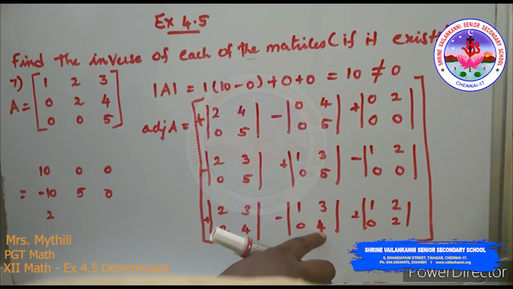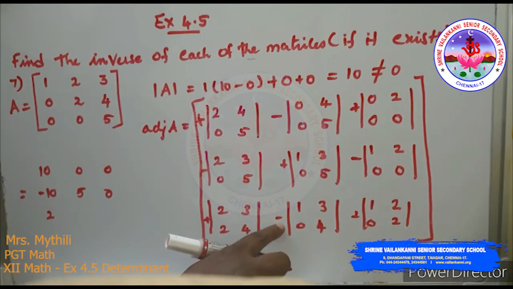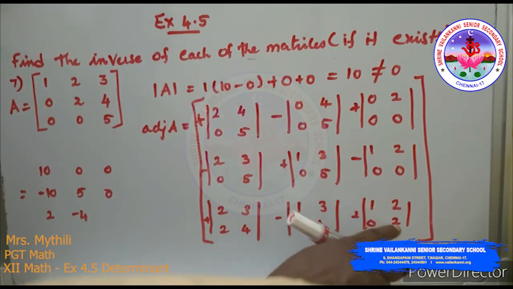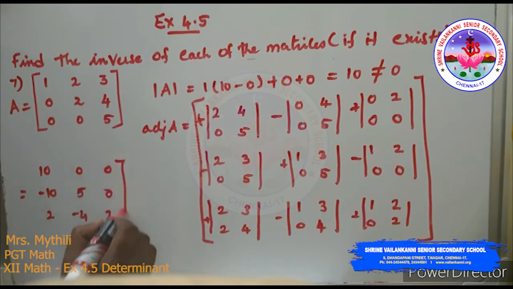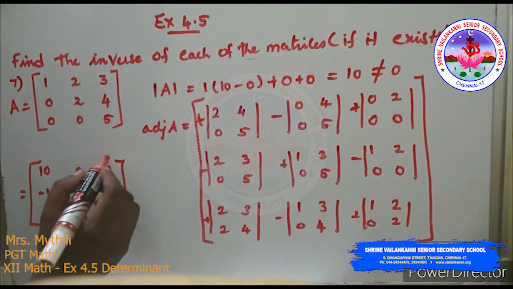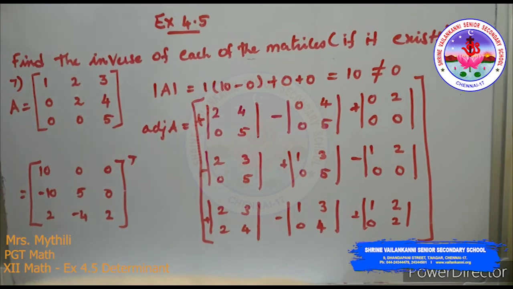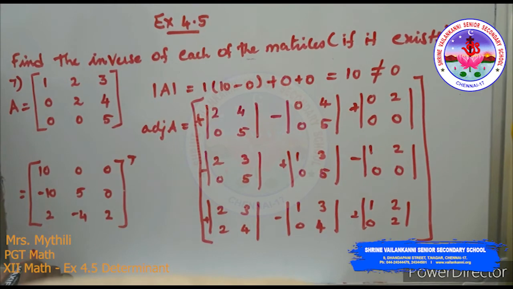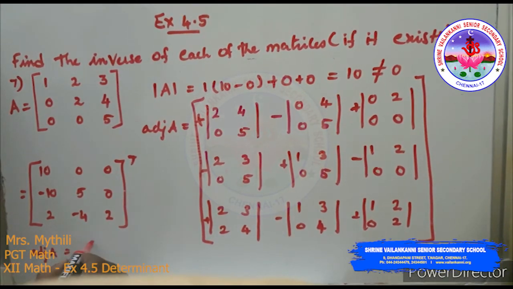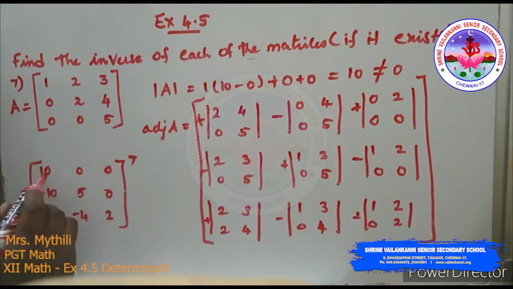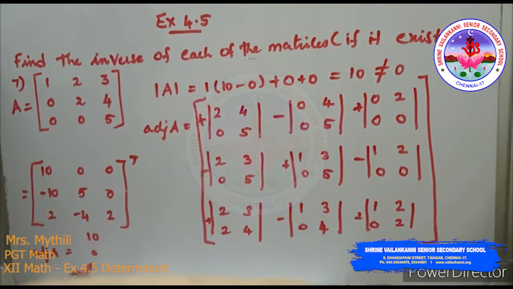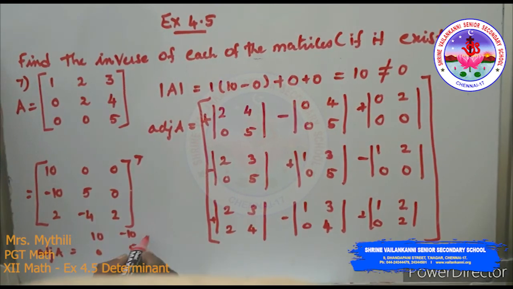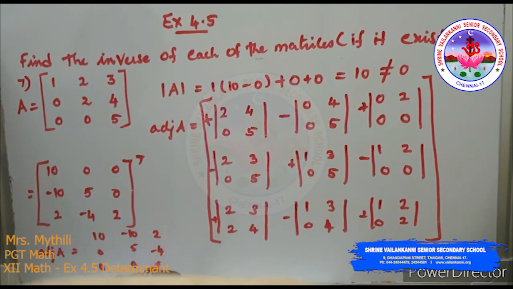Then 1 into 4 is 4. 4 minus 0, here we have minus, so minus 4. Then 1 into 2 is 2, 2 minus 0, so 2. Then we have to transpose these elements. When we transpose this, we get adjoint of A, just writing the row into column. So 10, 0, 0, minus 10, 5, 0, 2, minus 4 and 2.